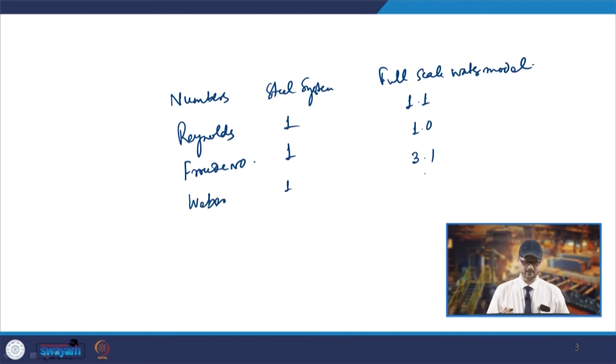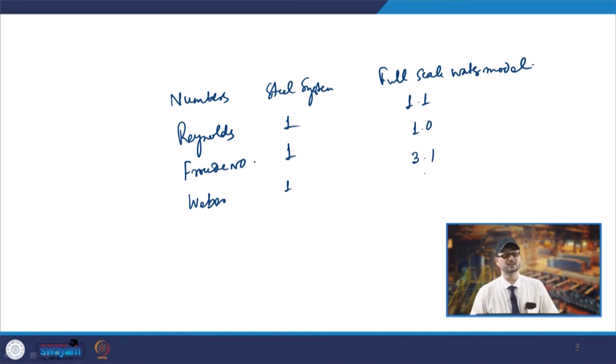Similarly, you have other numbers, like sometimes the Morton number. The Morton number is the one used for the velocity of bubbles in liquids, and it is normally used for two phase or multi-phase flows in the Tundish. For that dimensionless group you have an expression, and for the full scale water model, if it is 1 in the steel system, it comes close to 45 in the water model.